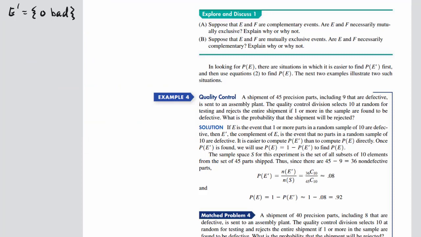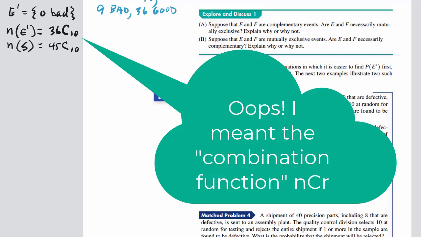We know that there's a shipment of 45 parts and 9 of them are bad. That means 36 of them are good. So the number of things in E prime, that is the complement of E, is 36. Think about that. There are no bad ones in E prime. How many ways could we choose 10 good ones out of 36 good ones? Right, we use the combination function, 36 choose 10, meaning 10 things chosen out of 36.